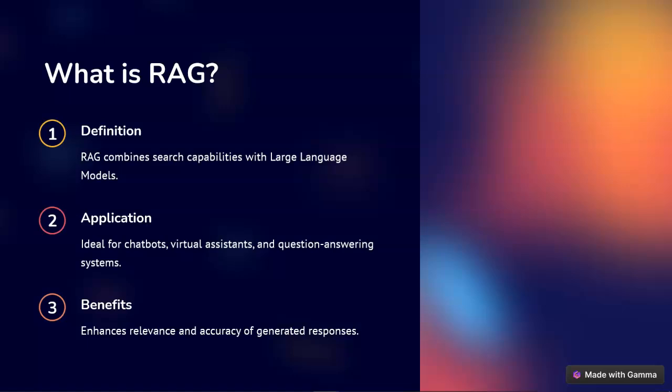First, let's talk about what RAG is. RAG stands for Retrieval Augmented Generation. It's a smart way to combine search capabilities with large language models or LLMs to make responses more accurate and relevant. This is especially useful for things like chatbots, virtual assistants, and systems that need to provide detailed, factual answers.